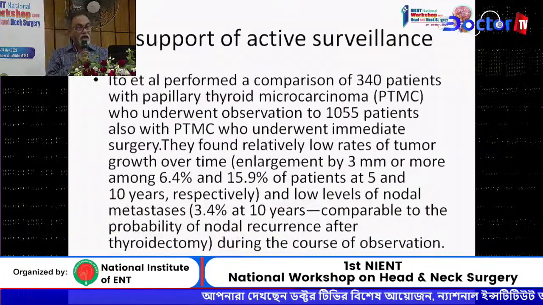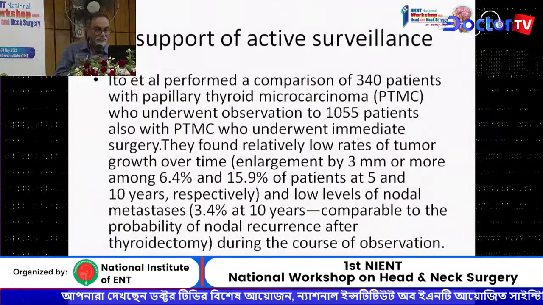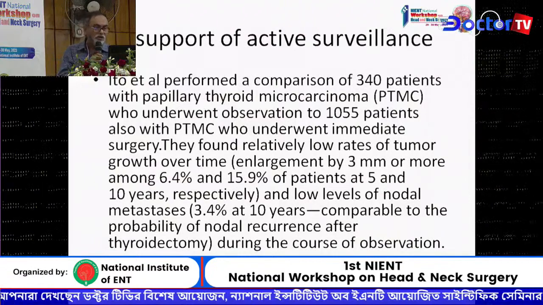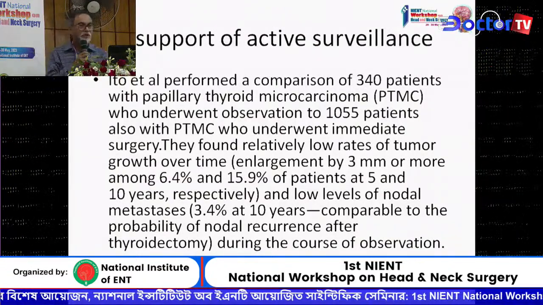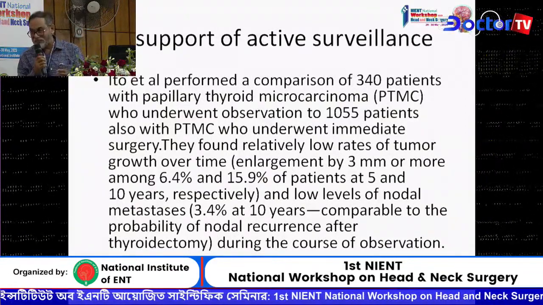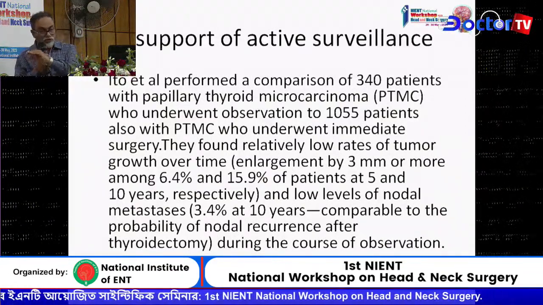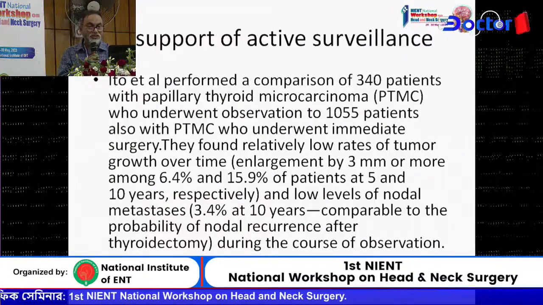Now, there is data actually. Look at this. They found low rates of tumor growth over time. That means for 3 millimeter or less, only 6.4% over 5 years and 10% over 10 years. So that is the question, that is so slow growing, cancer of the thyroid, papillary carcinoma. So why should you go for surgery?